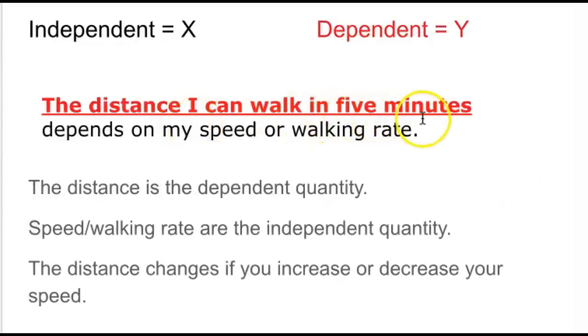Okay, so if you just have 5 minutes and you're walking, if you choose to walk slowly, you will not get very far. If you choose to walk really fast, you're going to get a lot farther. So that means that the distance is the dependent quantity. Distance depends on the choice that you make. The independent quantity is going to be the speed that you choose to walk. So distance changes if you increase or decrease your speed.